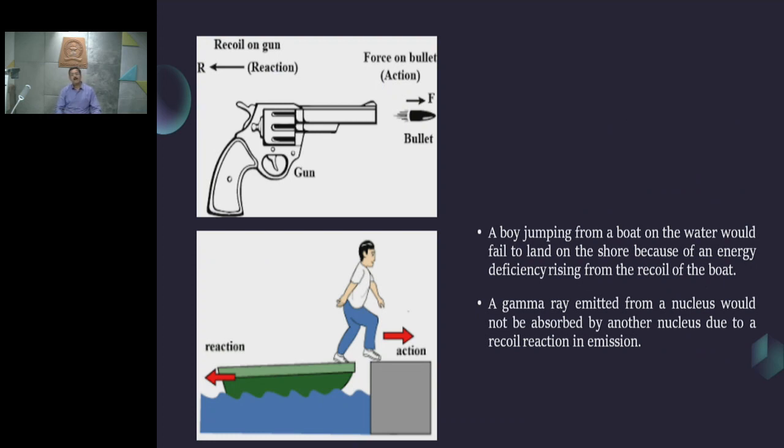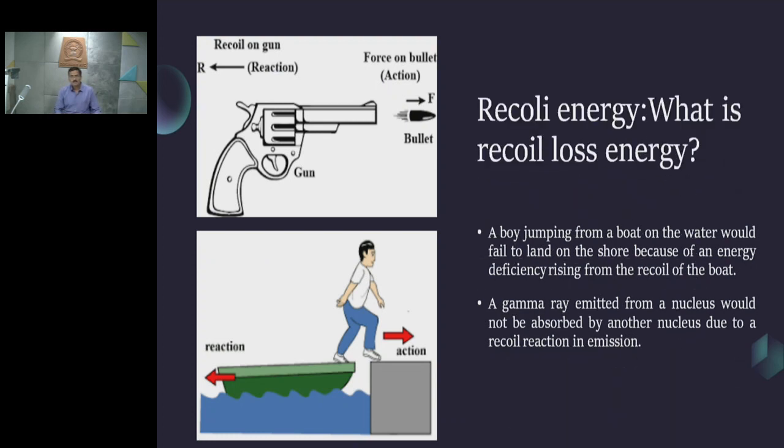Then we have to see what is meant by recoil energy and what the recoil energy loss is. Why do we have to see this example? Whenever there is absorption, there is also emission.